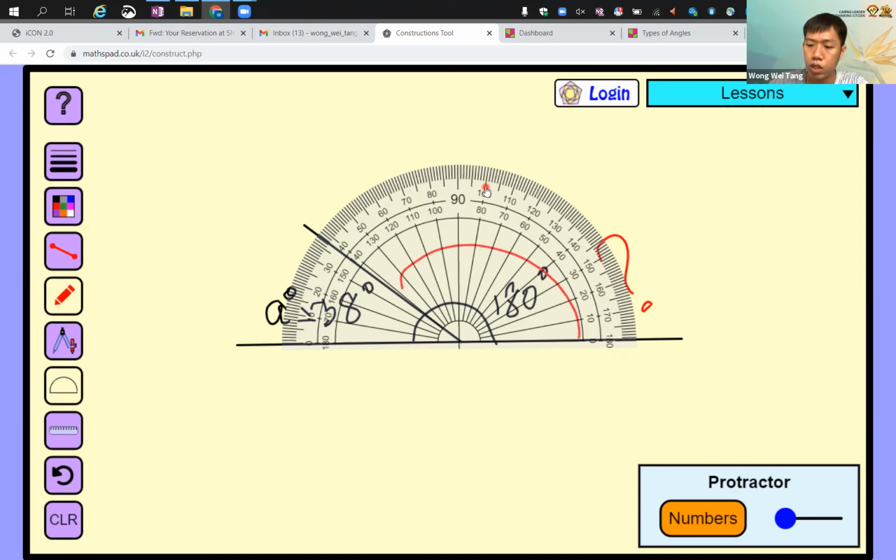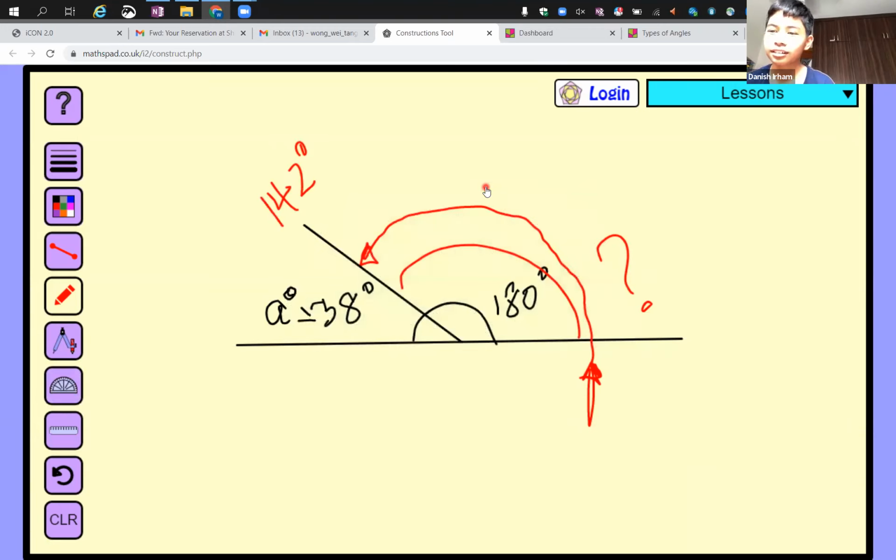So if we don't use our calculator, if we use our protractor, we start reading from 0 degrees, and we get 142 degrees. So was that what your calculator told you, Danish? Yes. So angles on a straight line add up to 180 degrees. If we know one of the angles, we can know the other angle.